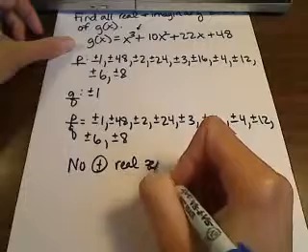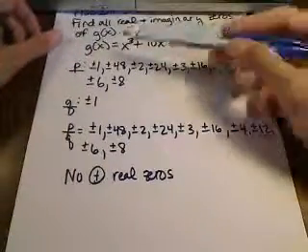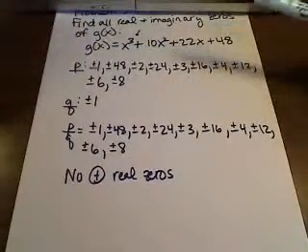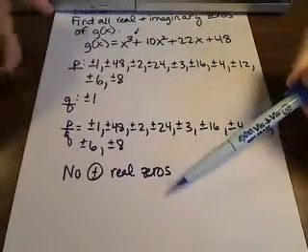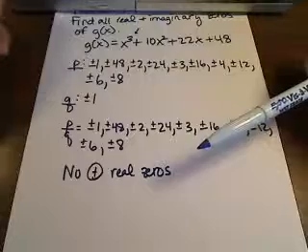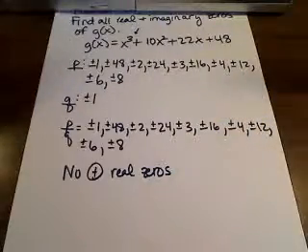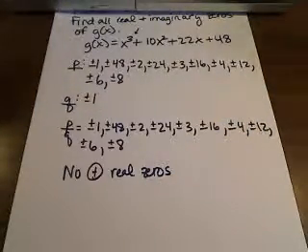real zeros. So remember that you look at g of x, the original function, or f of x, whatever it is, to identify how many positive real zeros you have. You look at the number of sign changes. Okay, since we have 0 sign changes, we have 0 positive real zeros.